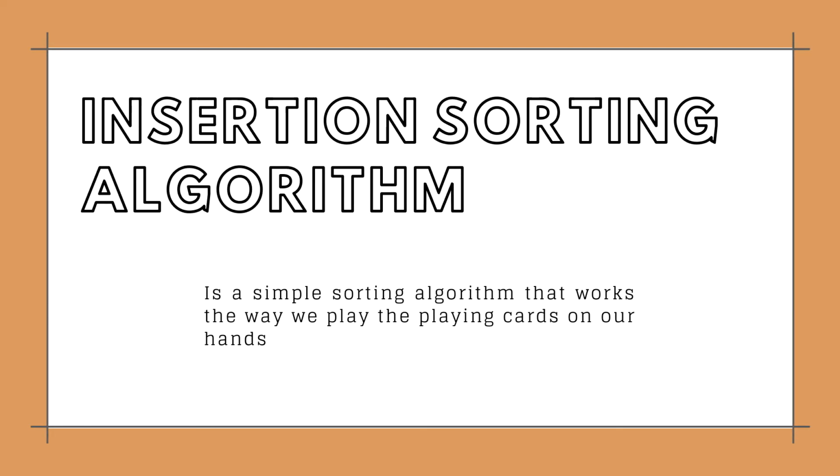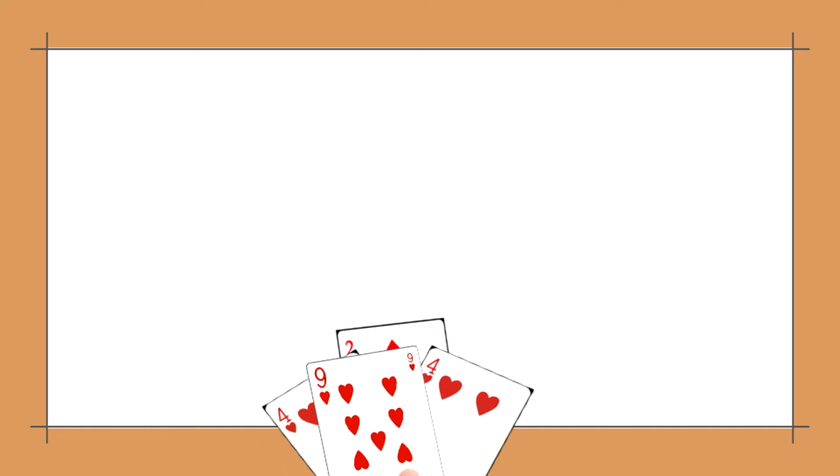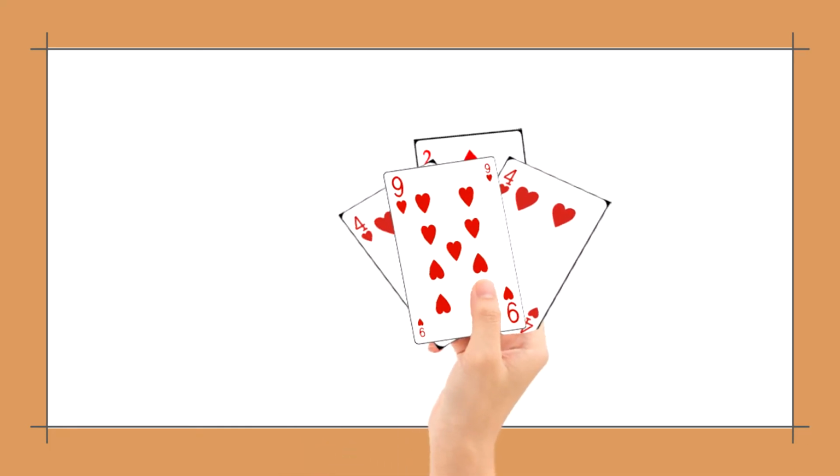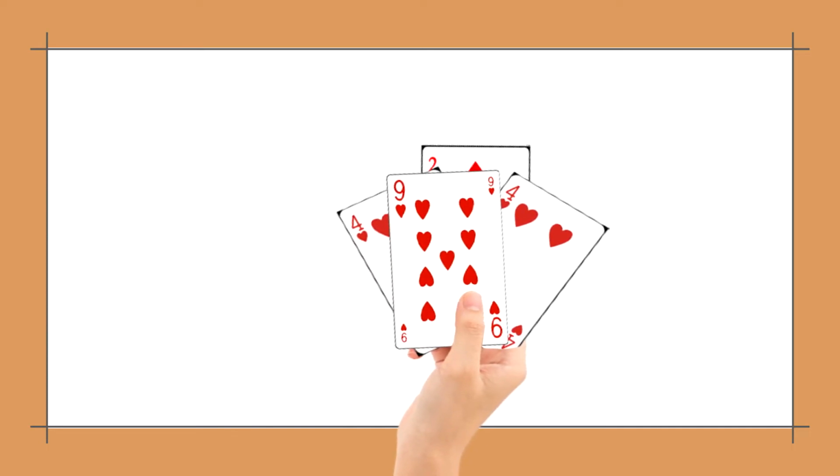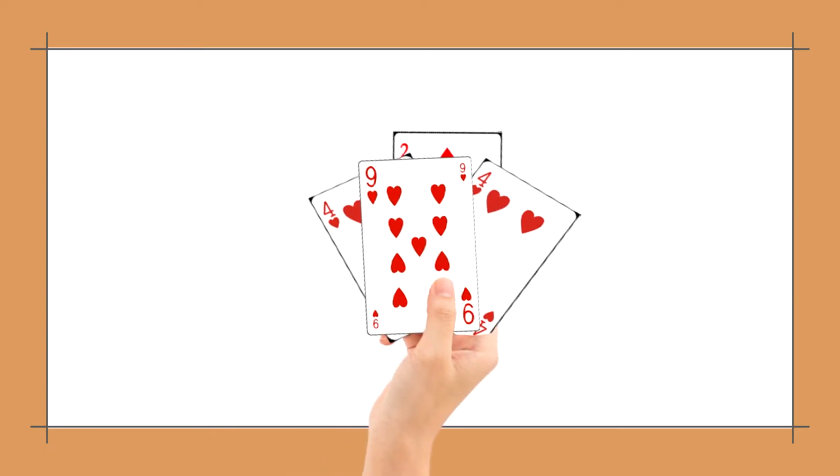Insertion sorting algorithm is a simple sorting algorithm that works the way we play the playing cards on our hands. For example, when you are playing your cards, normally you would sort it in ascending order through insert or insertion.